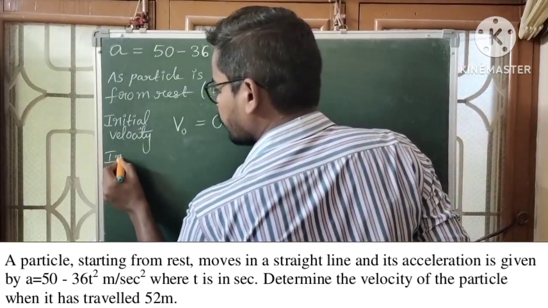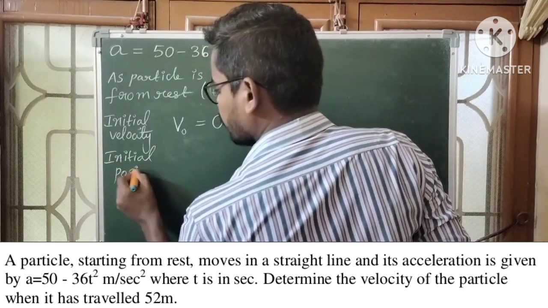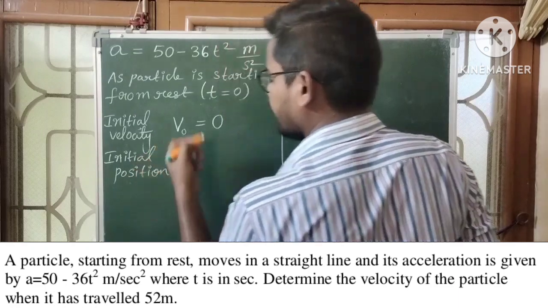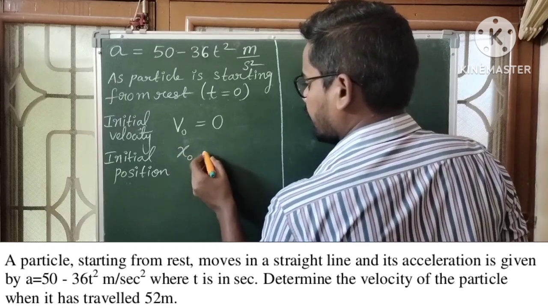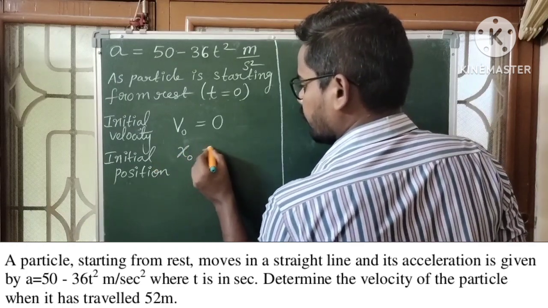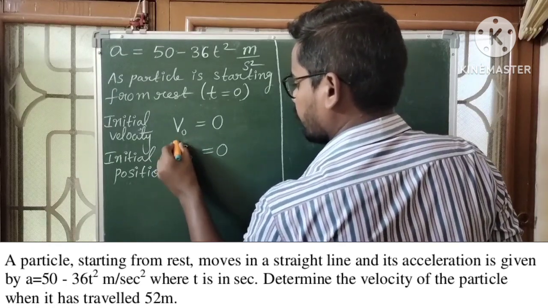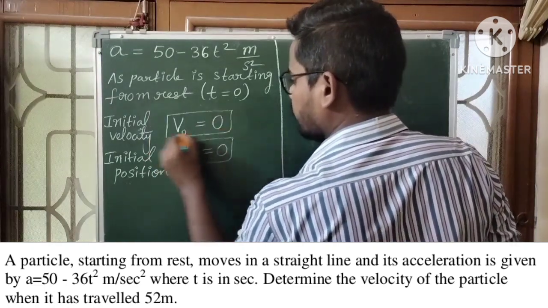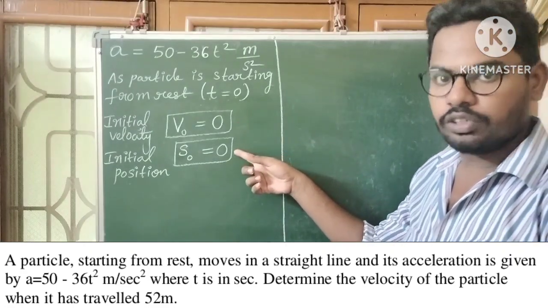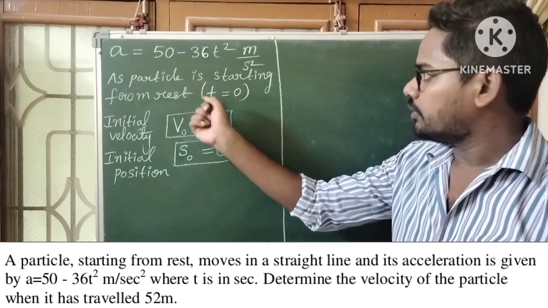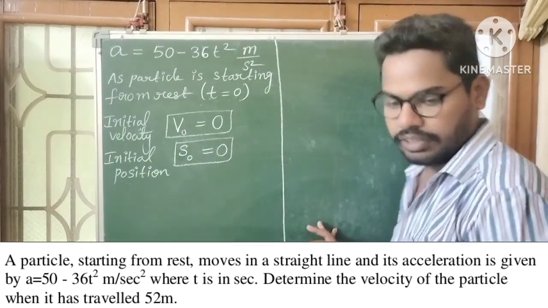And what about the initial position? As the particle starts from rest, the initial position x0, where x represents position, is also equal to 0, or we can take s0 = 0. v0 is also equal to 0. So the initial velocity is 0 and the initial position is also 0. So at t = 0, v0 = 0 and s0 = 0.